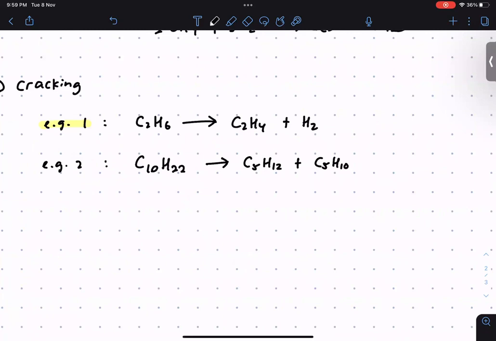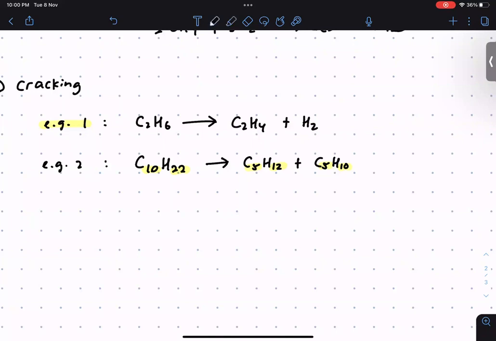Whatever fragments that you decide to break it into, it doesn't matter, but you must remember to tally back the number of carbon atoms as well as the number of hydrogen atoms. So you must have 10 carbon atoms in the end after cracking, and you must have only 22 hydrogens after cracking, no more, no less. Okay, if not, then you'll be wrong already.